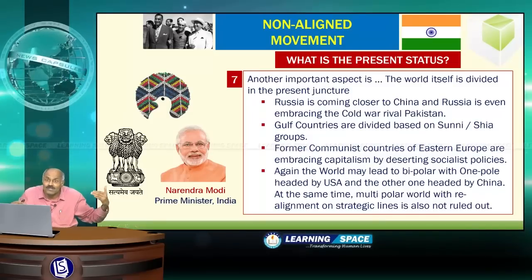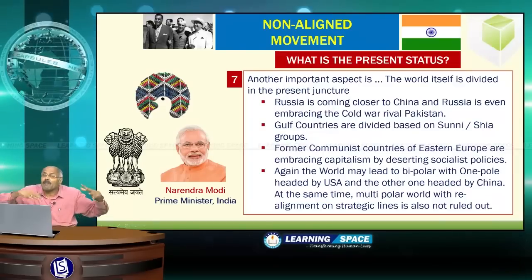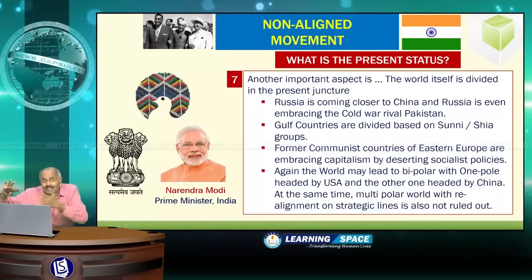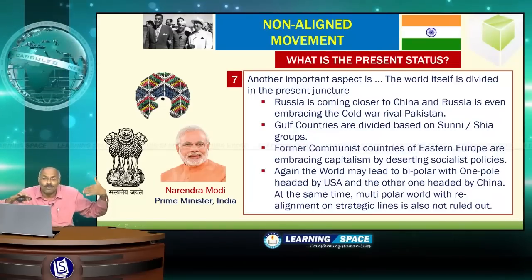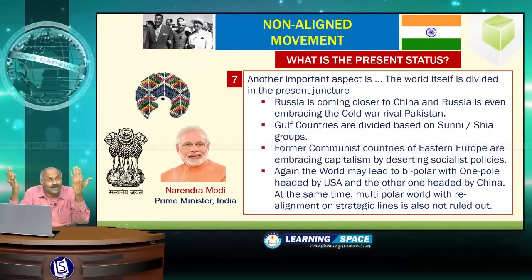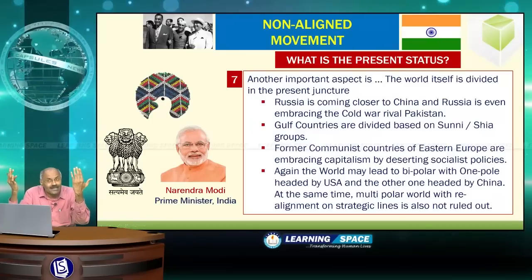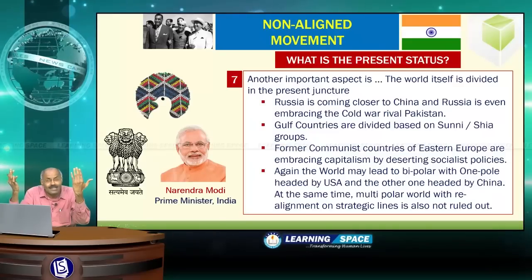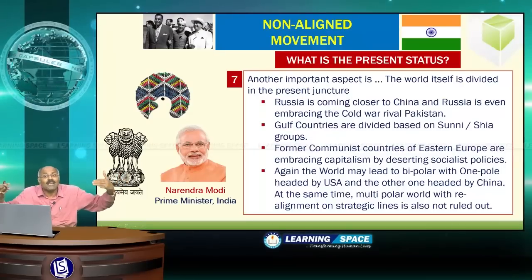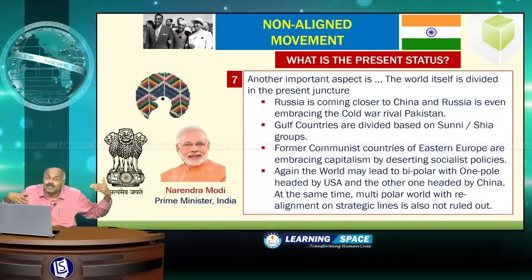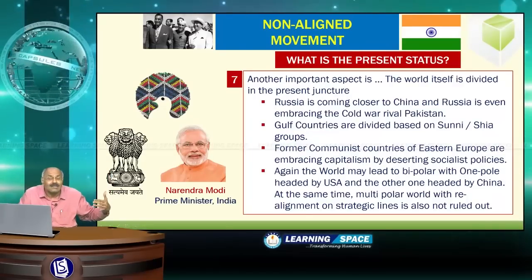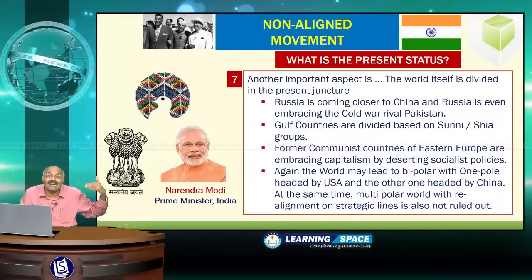Then former communist countries of Eastern Europe are embracing capitalism by deserting socialist policies. And again the world may lead to bipolar, with one pole headed by the USA and the other pole most likely to be headed by China. And at the same time, in the era of confrontations, in the era of strategic alignments, anything may happen. A multipolar world is also not ruled out. So this is the present day scenario. Under these circumstances, the non-aligned movement's future is at stake.